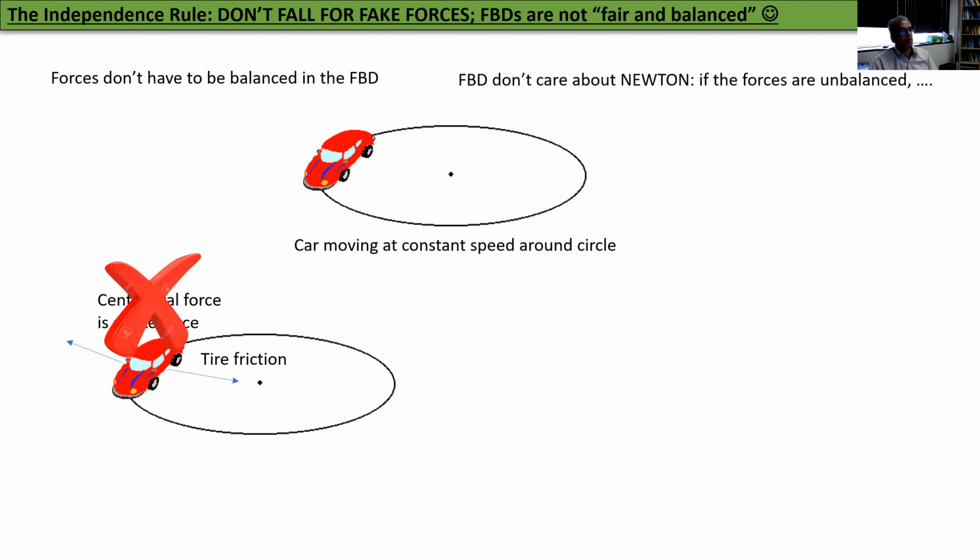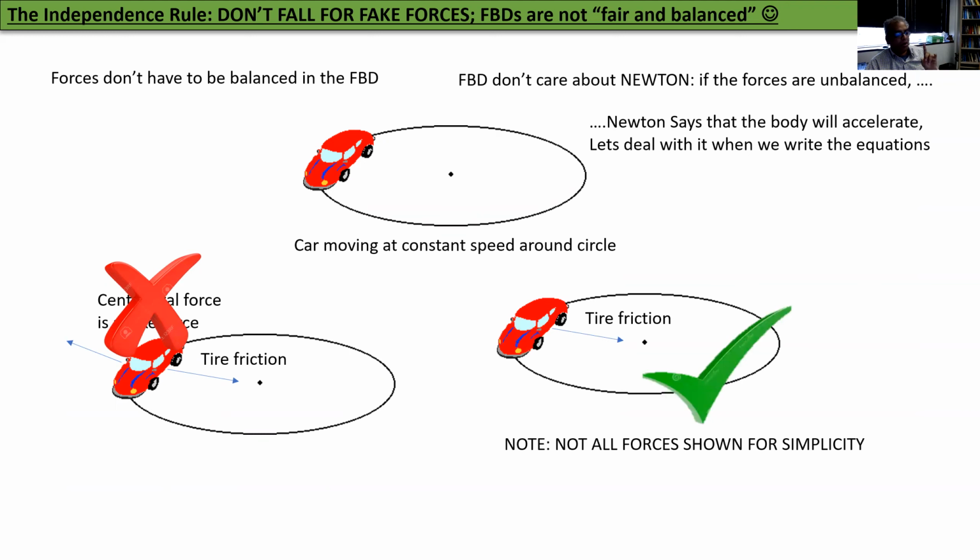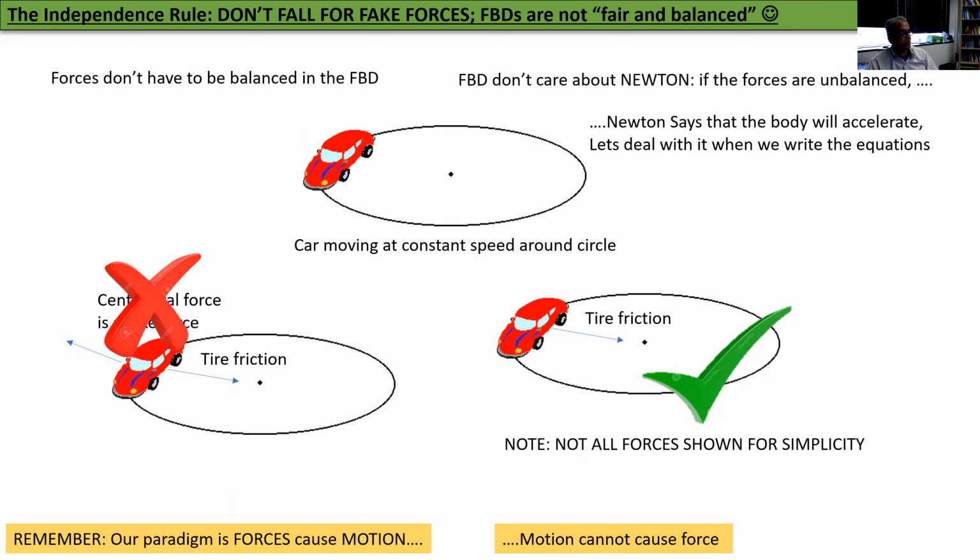Our free body diagram does not care about Newton. If the forces are unbalanced, Newton says the body will accelerate. That's all. Let's deal with the acceleration when we write the equations. The correct way to do that is just this tire friction. Of course, I have not shown all the forces. There are normal forces, there is weight and all this stuff. I have not drawn any of those, just to illustrate this one point. So this is not a complete free body diagram. So please remember, our paradigm is forces cause motion, motion cannot cause force. So please remember that, okay?